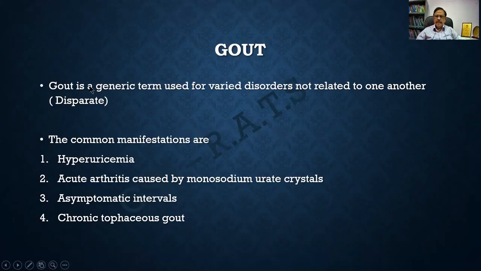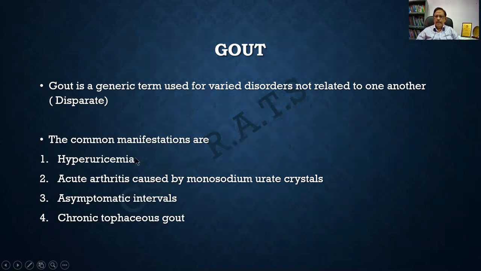Gout itself is not a disease. It is a generic term. Generic is a generalized term that is used for varied disorders that are not related to each other. You will see that when you see the cause. There are a number of disorders which are not related to each other, and that is also described as disparate. Disparate means varied.